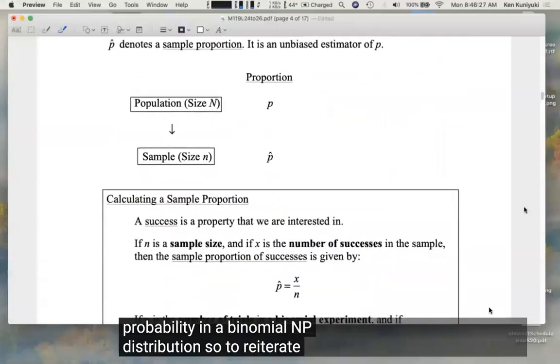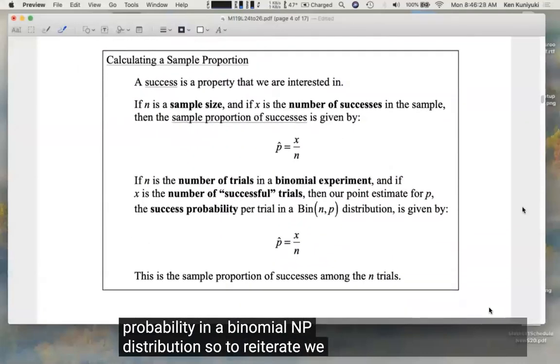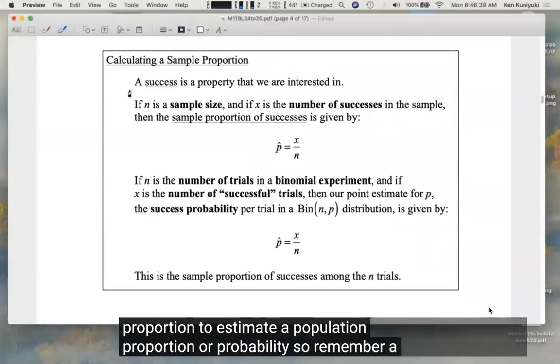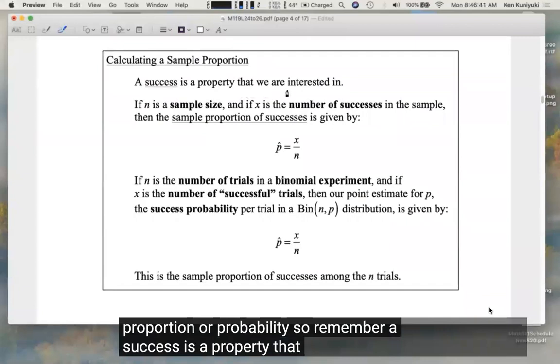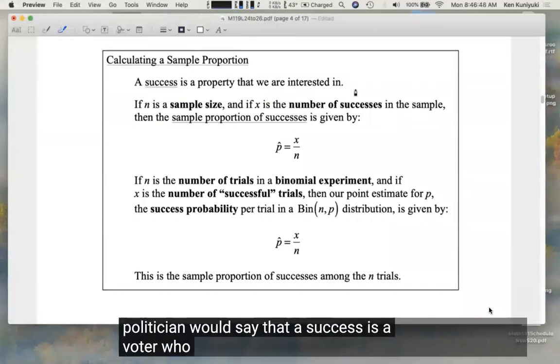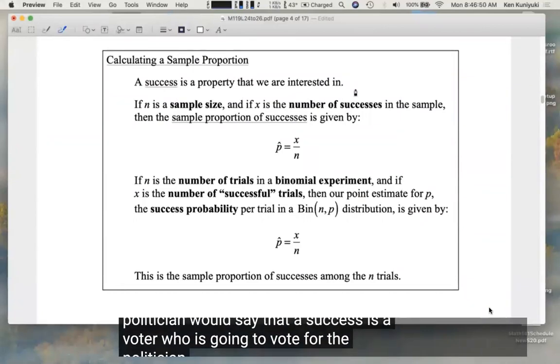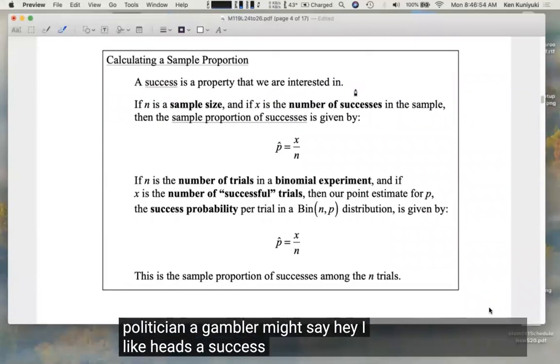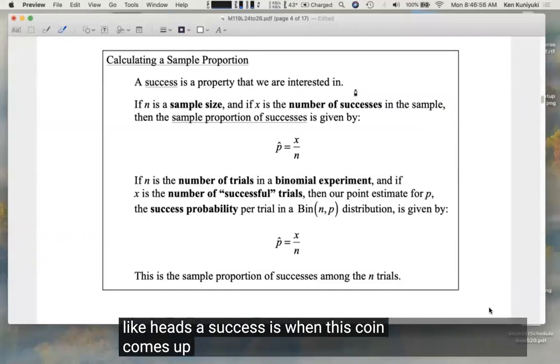So to reiterate, we can think of p hat as representing a sample proportion to estimate a population proportion or probability. So remember, a success is a property that we are interested in. For example, a politician would say that a success is a voter who is going to vote for the politician. A gambler might say, hey, I like heads. A success is when this coin comes up heads.